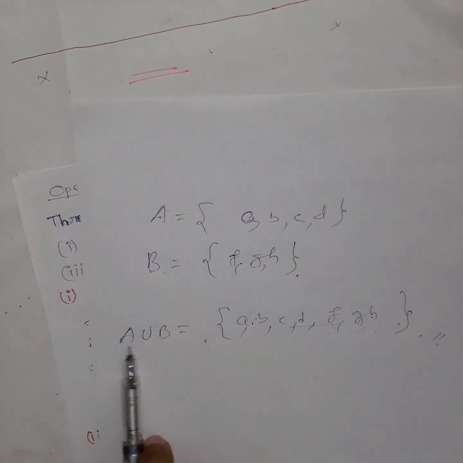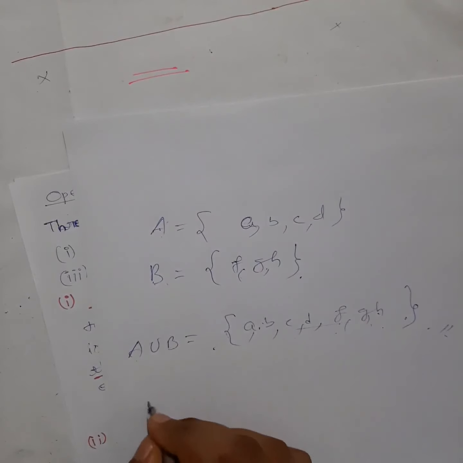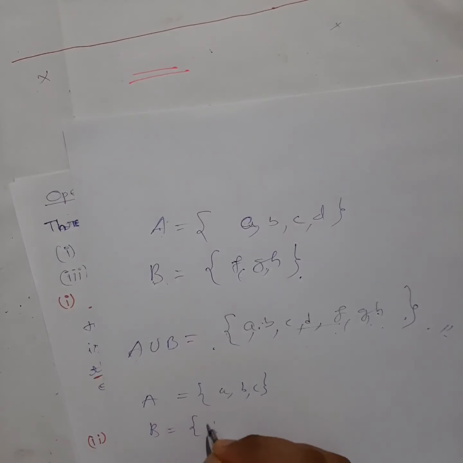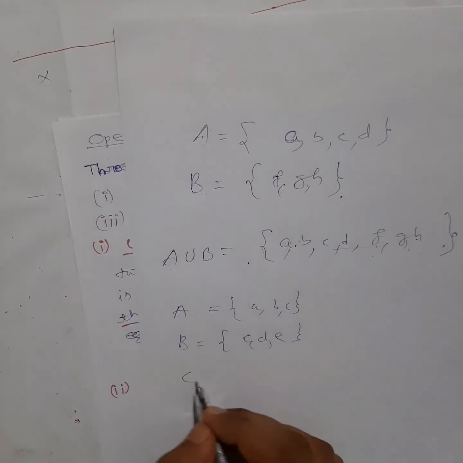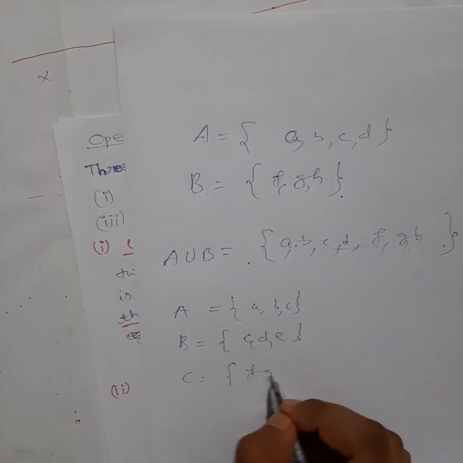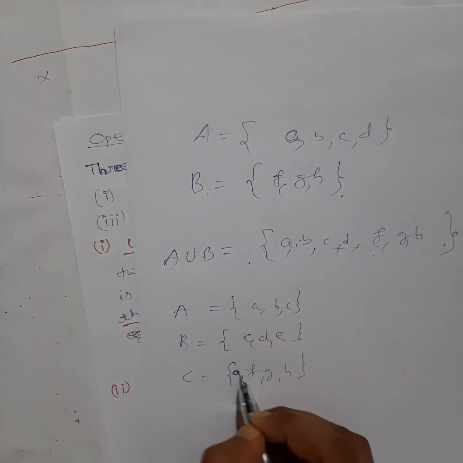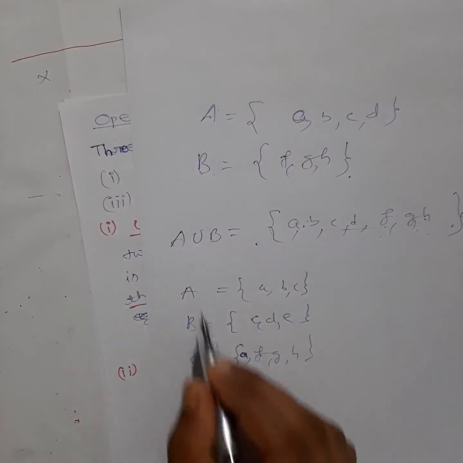Okay, so I hope union is clear. In union, remember, for example, suppose let's take 3 sets. A is a set, with elements A, B, C. B is a set, let me take C, D, E. And C is a set, suppose F, G, H. Let me take A also here. Then what will be the union of all these sets?